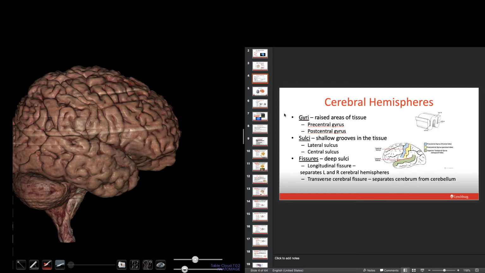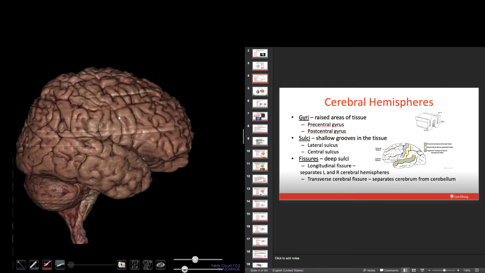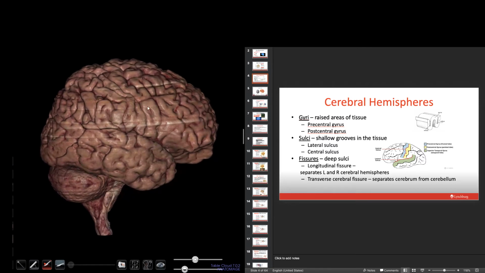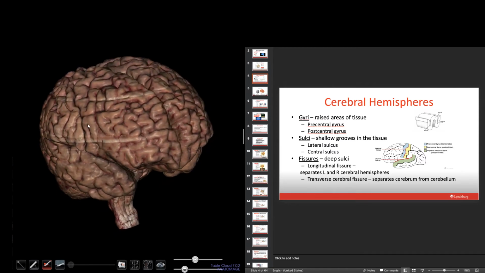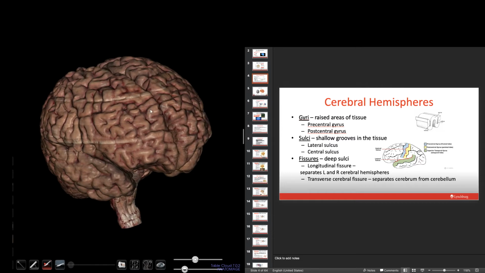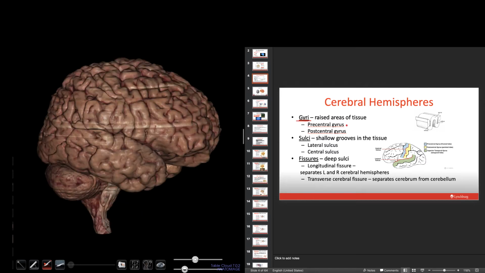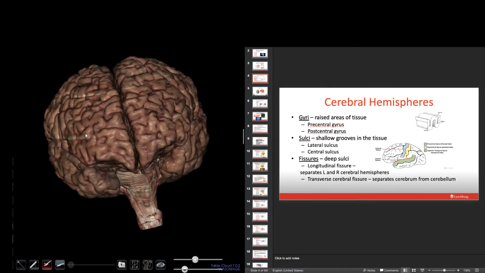Now, if you look at the cerebral hemisphere, which is going to be the first region of the brain that we're going to talk about, we can see that it's arranged in this convoluted structure of tissue. So we have areas that are raised areas of tissue, and then we have other areas that are grooves within the tissue. This is going to be the area that a lot of us think of as our brain. These are our cerebral hemispheres, and we have 2 of them. So we have a left and a right.